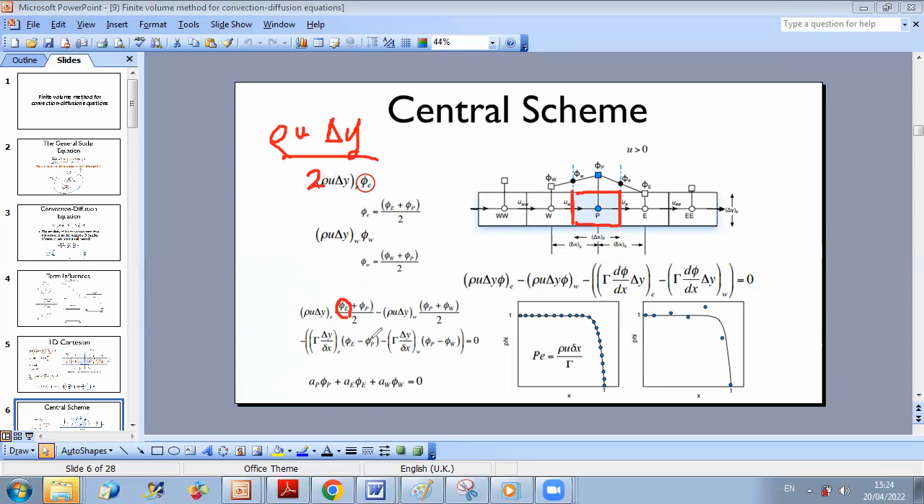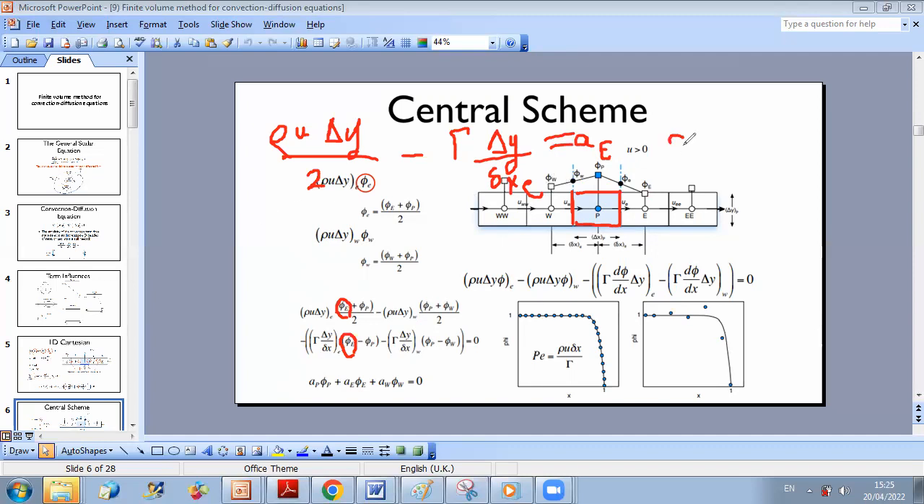We also have, multiplying phi east, minus tau delta Y over delta X at east. So this is the coefficient of phi east, this is AE. This is equal to AE, okay? We do the same for A west, to get A west.